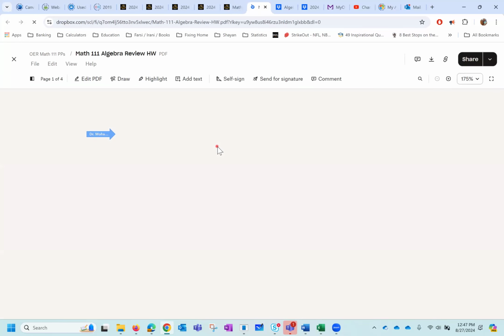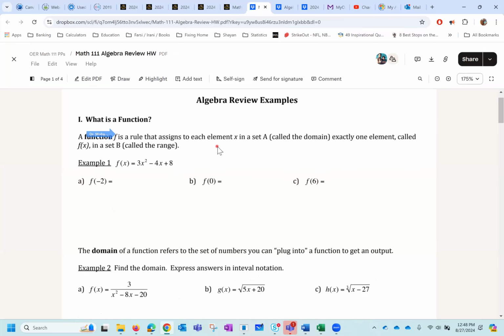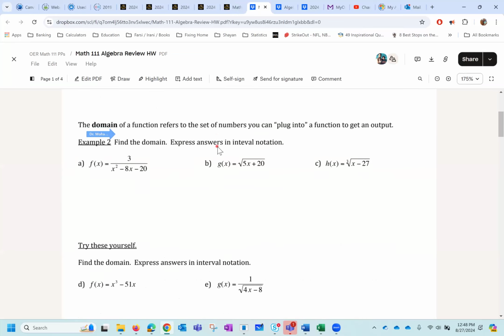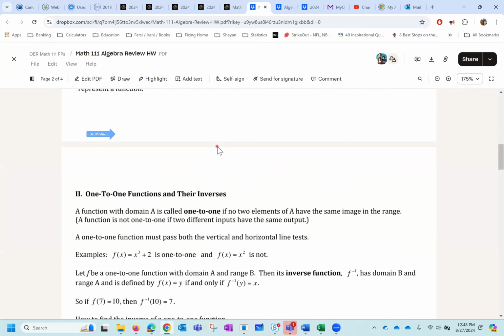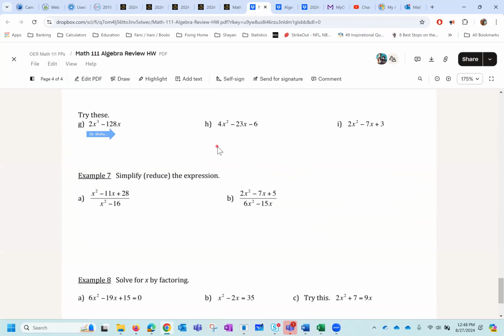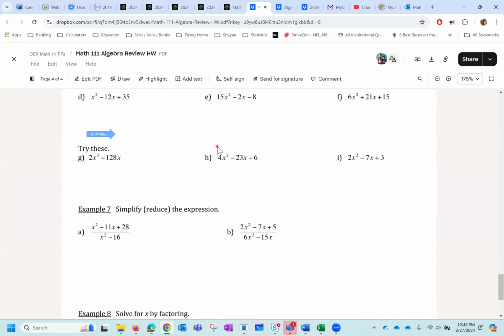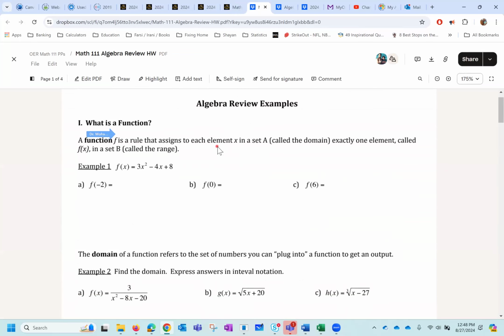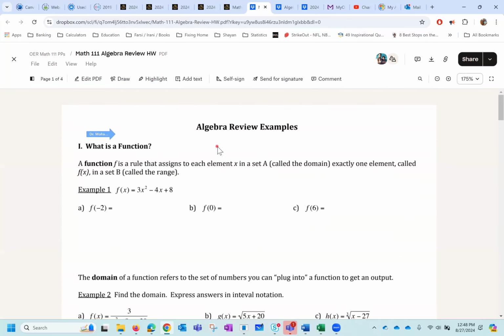This is the practice homework. Again, this is algebra review, everybody. And again, it's not a lot, but what it does, it tells you whether you're ready to move on or not. Excuse me.